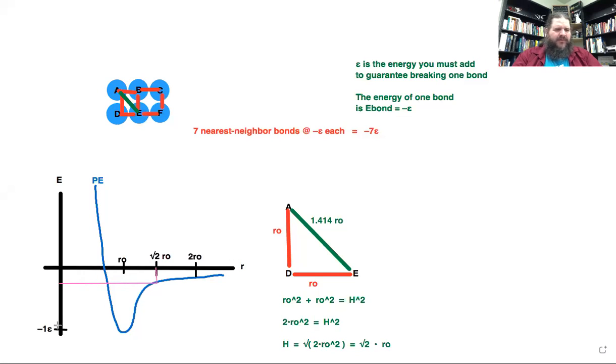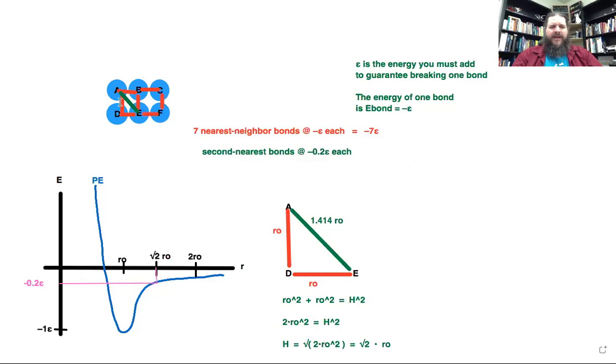And just as a rough estimate, this looks like maybe a fifth of the way from 0 to -1 epsilon. So I'm going to guess that's about -0.2 epsilon. Ideally you'd want to use a more accurate graph than this with finer grid lines and more labels. But it looks like that's about -0.2 epsilon. So to keep track of these second nearest neighbor bonds, it looks like that's about -0.2 epsilon each.